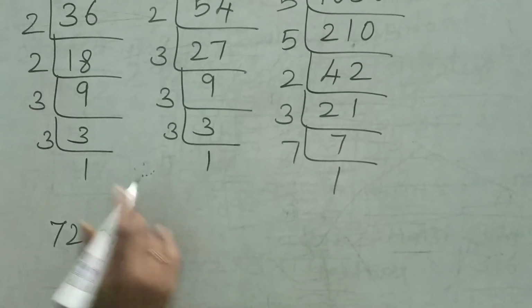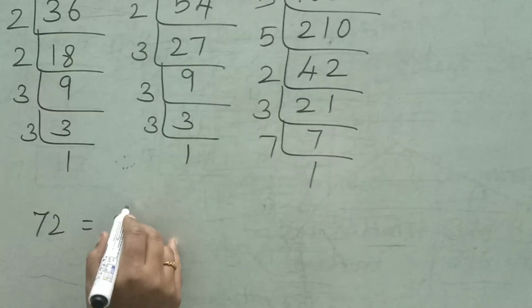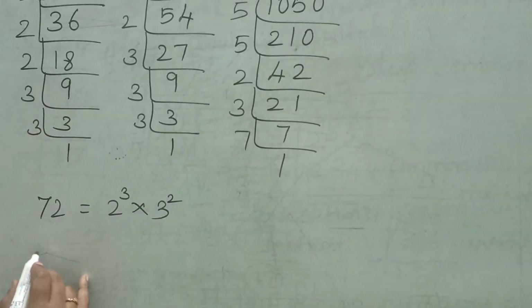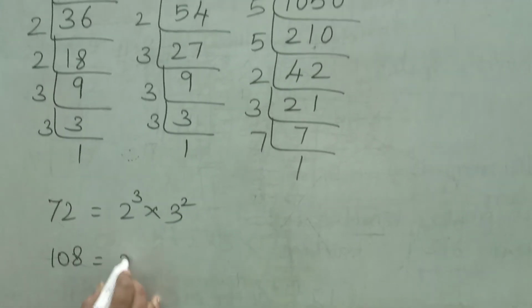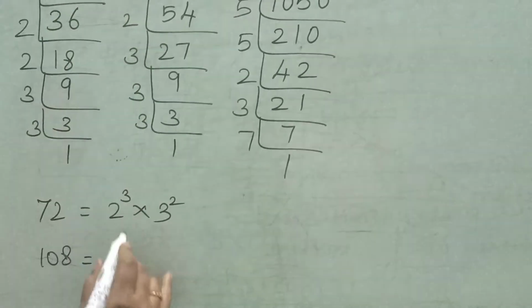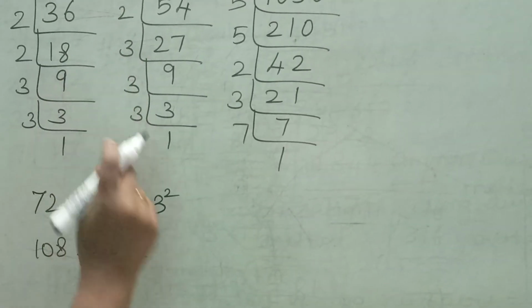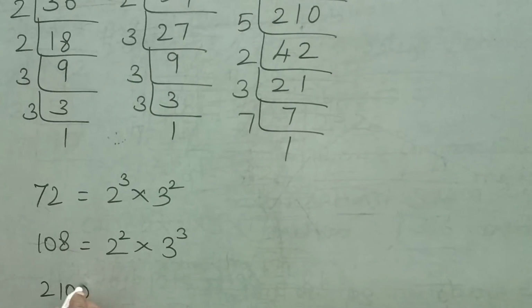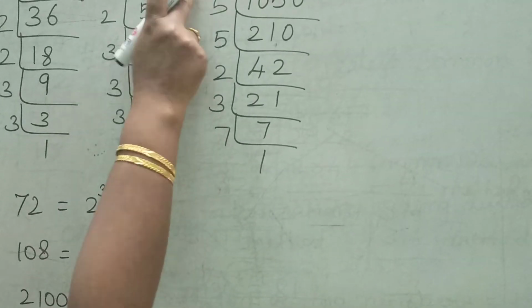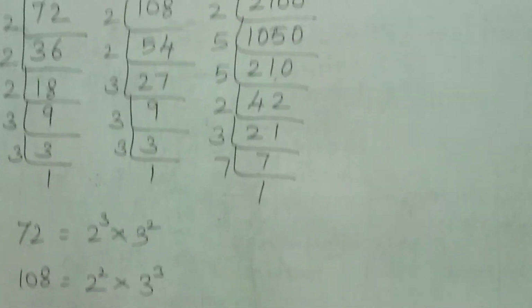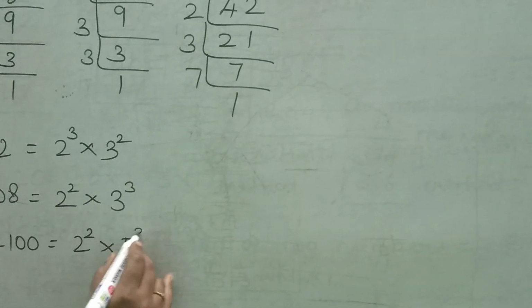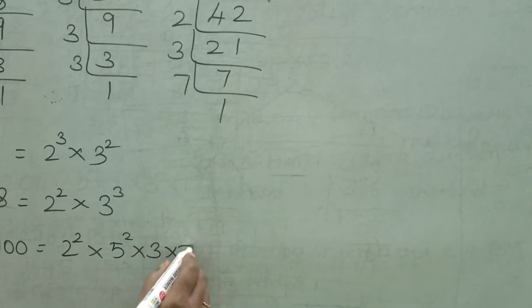2 into 2 into 2, that is 2 cube. 3 into 3, that is 3 square. Next 108. There are 2 into 2, that is 2 square. 3 into 3 into 3, that is 3 cube. The last number is 2100. How many 2's are there? Here 2 2's are there, therefore 2 square. Next 5 into 5, therefore I am writing 5 square. Next 1 3 and 1 7.